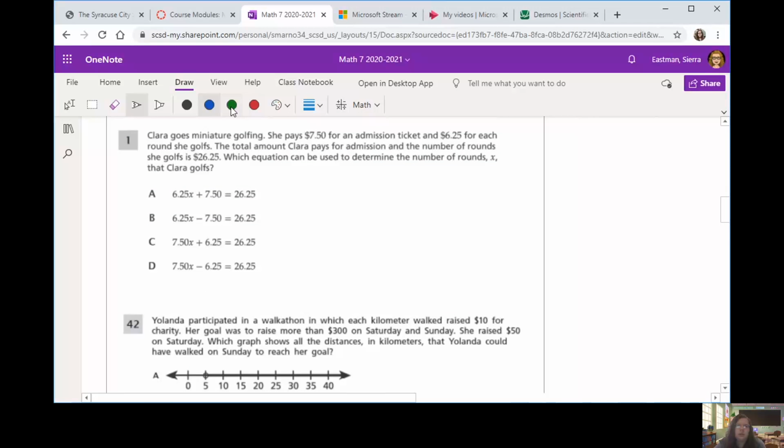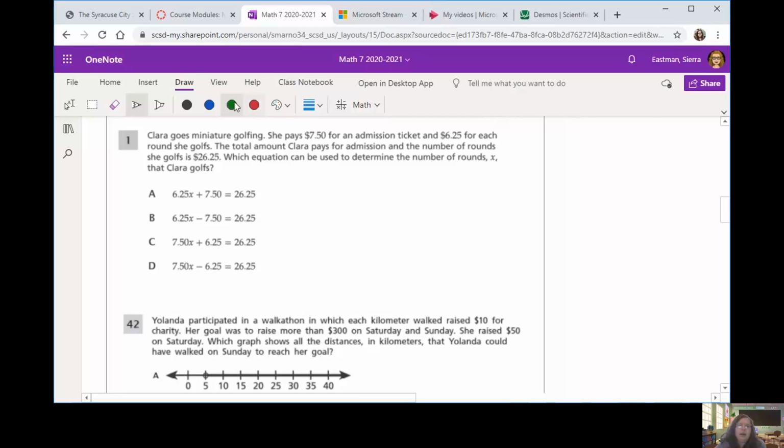Clara goes miniature golfing. She pays $7.50 for an admission ticket and $6.25 for each round that she golfs. The total amount that Clara pays for admission and the number of rounds she golfs is $26.25. Which equation can be used to determine the number of rounds? So this is more similar to a question that we looked at yesterday. This time they're not asking you to solve for that x, they just want you to set it up.